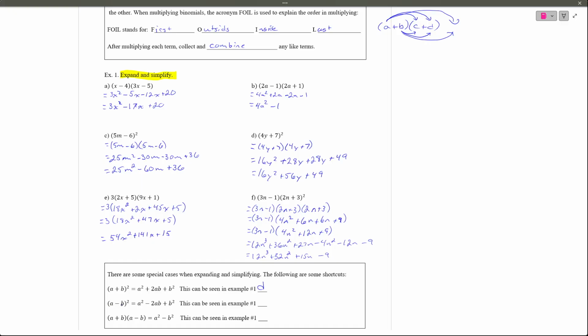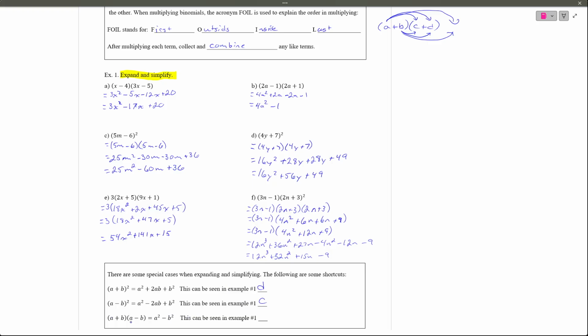Similarly, we see another one. If we have a minus b all squared, it's the same thing, except the middle term is going to be a negative value. We see that right here in, no, not in C, I lied. Yeah, it is in C actually, because when we see the minus sign right here, and the whole thing is squared. So we have a squared, which is 25m squared, minus 2ab. So a times b is 30m, times 2, so that'd be negative 60m. Perfect. And then b squared is negative 6 times negative 6, which gives us 36. So this is the same as C.